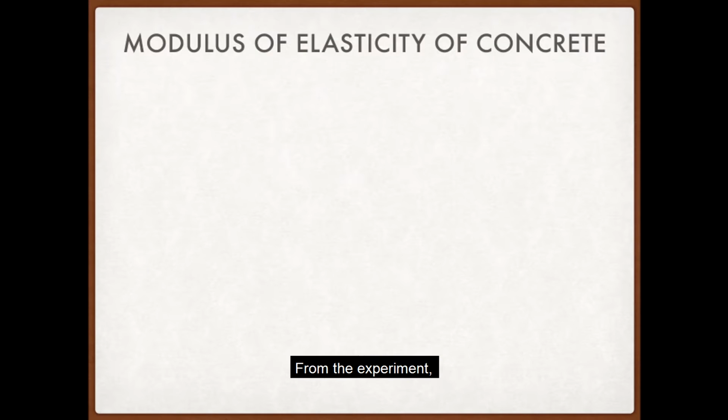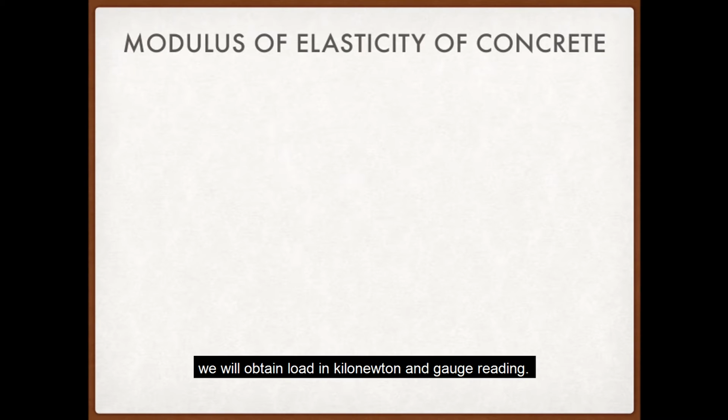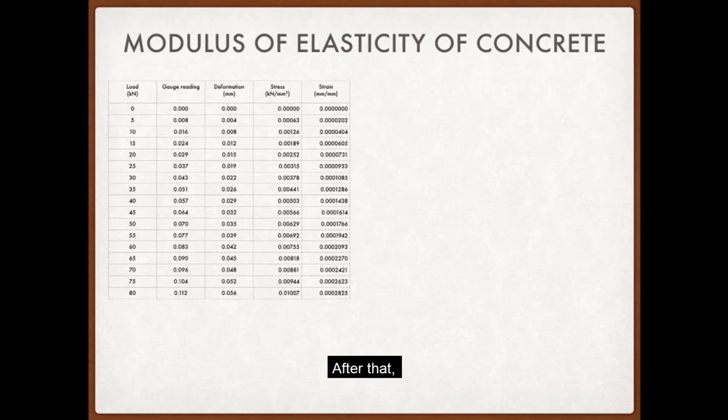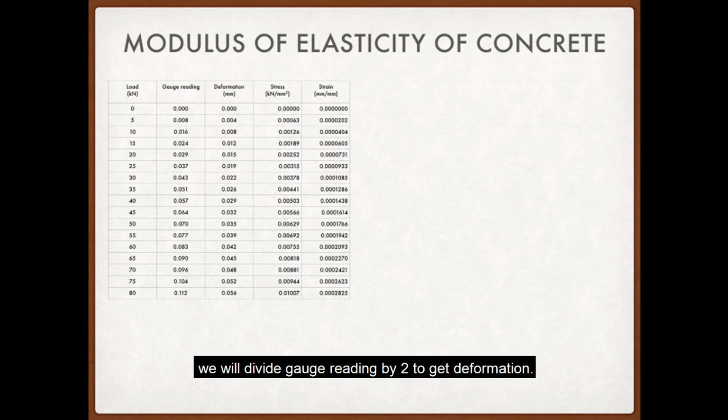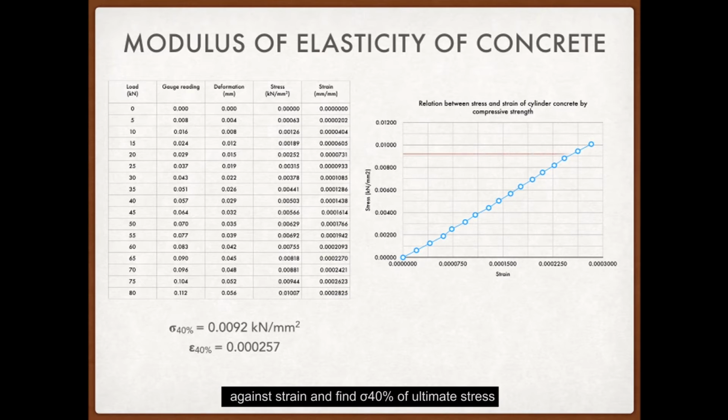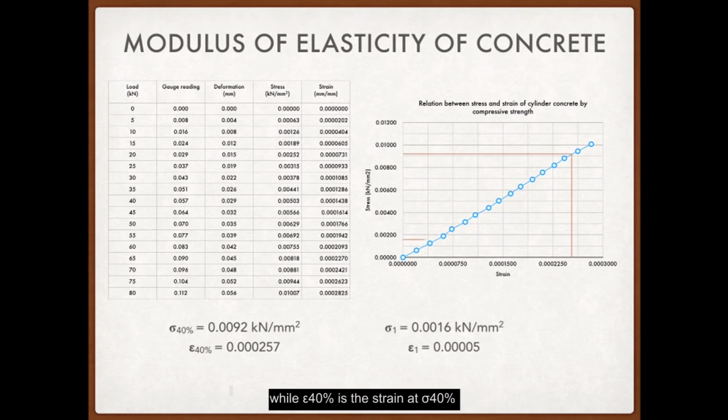From the experiment, we will obtain load in kilonewton and gauge reading. After that, we will divide the gauge reading by 2 to get deformation. Next, strain is obtained by dividing deformation by the original length. Then you need to plot the graph of stress against strain and find sigma 40%, the 40% of ultimate stress, while epsilon 40% is the strain at sigma 40%, and sigma 1 is the stress corresponding to epsilon 1, and epsilon 1 is 0.0005, to obtain Young's modulus.